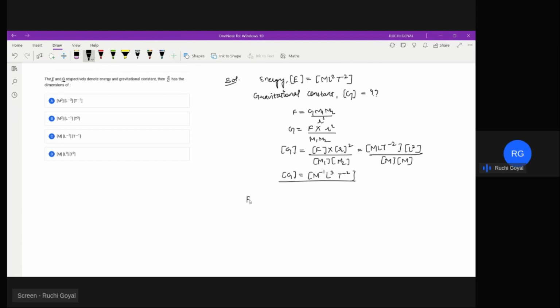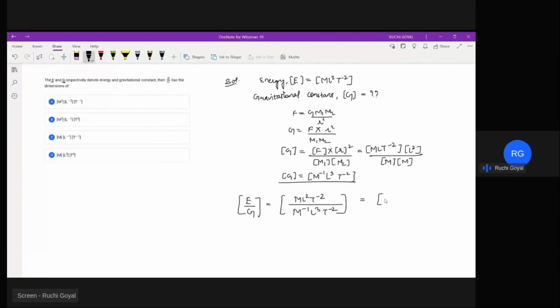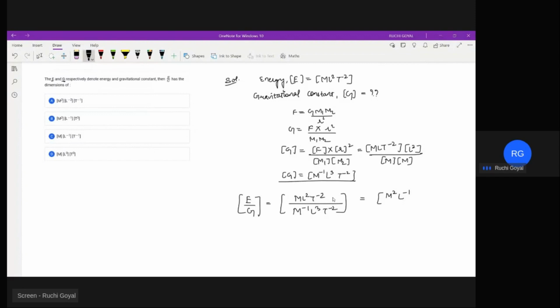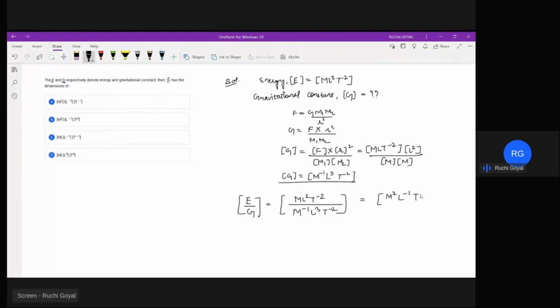Now you have to find the dimensions of E by G. This we have to find. So we will substitute E is ML2 T minus 2, and G is M minus 1 L3 T minus 2. Right? So M1 plus 1 will be M2. L2 minus 3 is L minus 1. T minus 2 plus 2, T will be 0. So this is the dimensions of E by G.